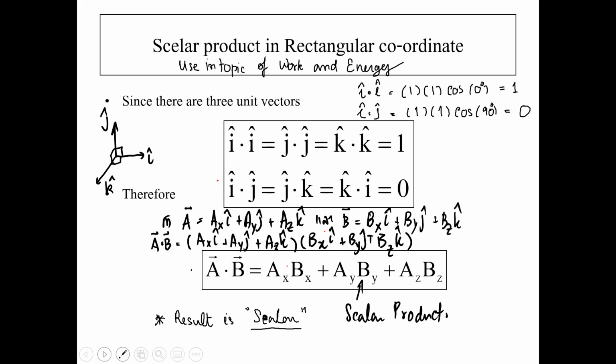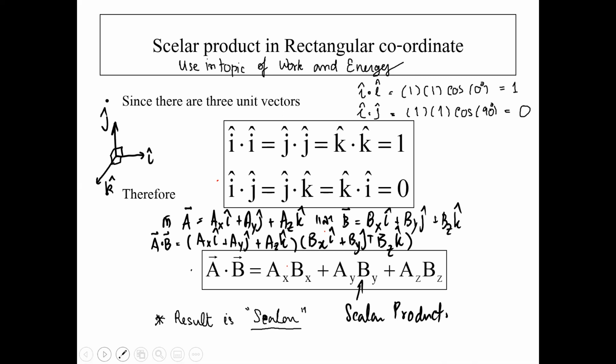Why are we talking about this? When you're doing a rectangular coordinate dot product, A dot B, all you have to do is distribute the unit vectors. So A dot B, you have AX i times BX i. Now i dot i is 1. And AX i times BY j, now i dot j is 0.